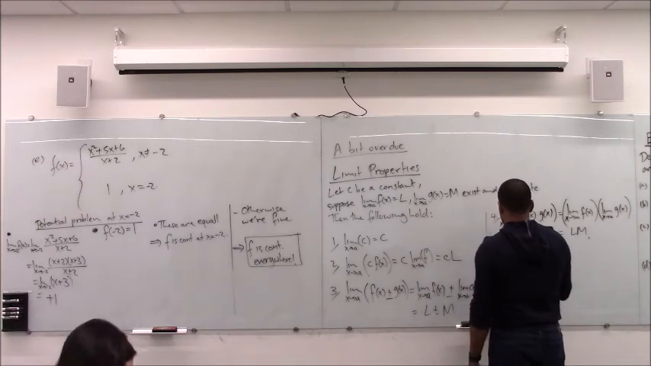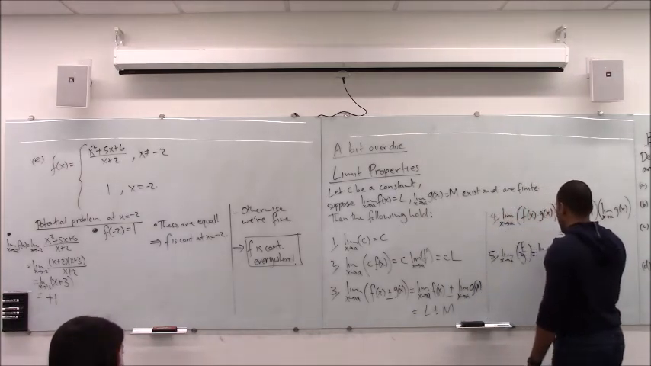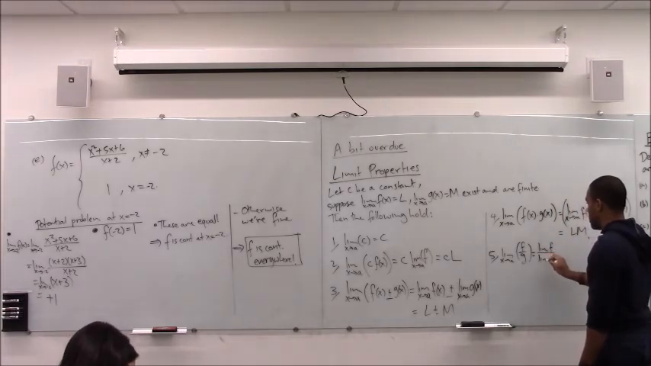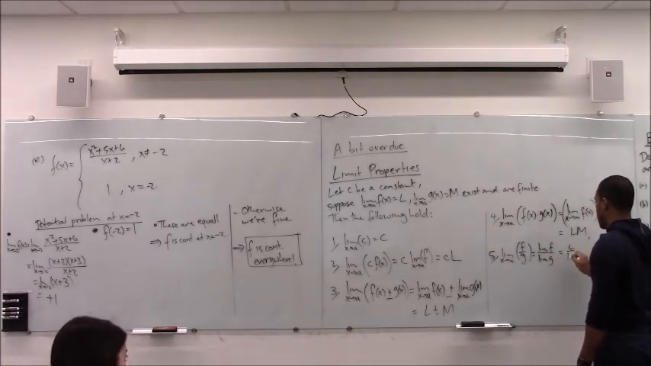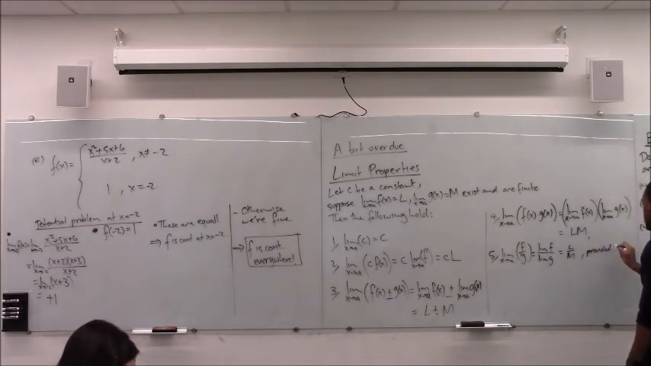It also can distribute across divisions. If you have one function divided by another, you can take the limit of the top and divide by the limit of the bottom to get L over M, provided, of course, you're not dividing by 0.